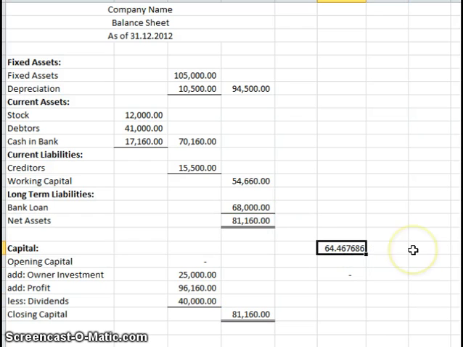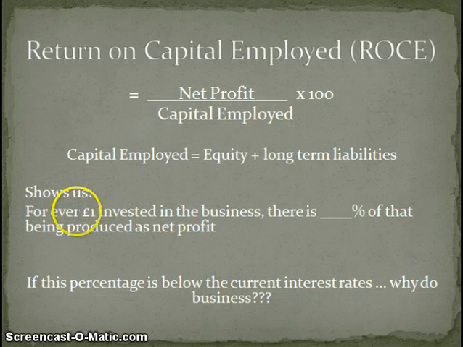So, our result is 64.4, or basically rounded to 65. So, for every £1 invested in the business by the owners or the bank, we are making 65% of this back. So, is it good or not? Well, we need to think about it this way.